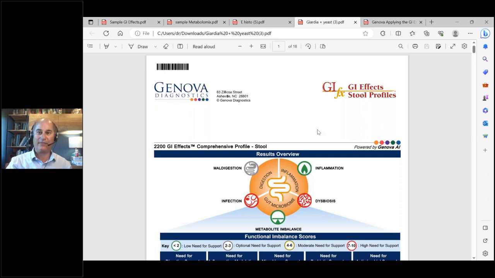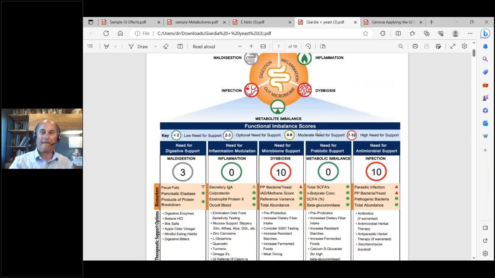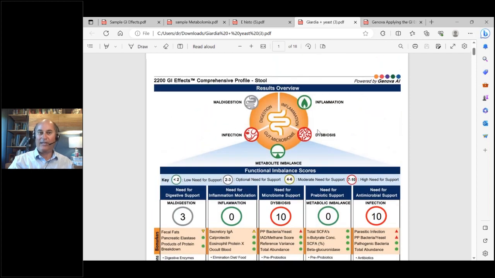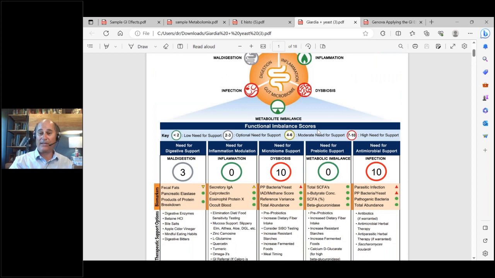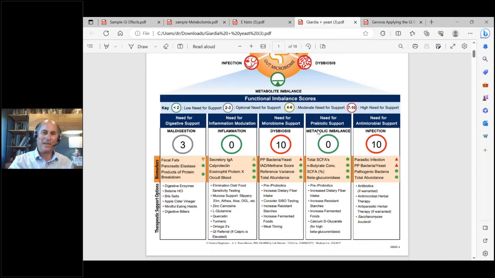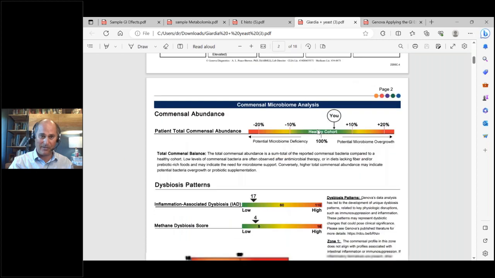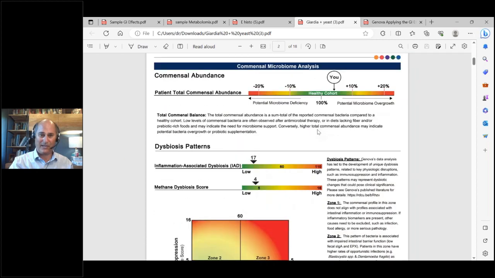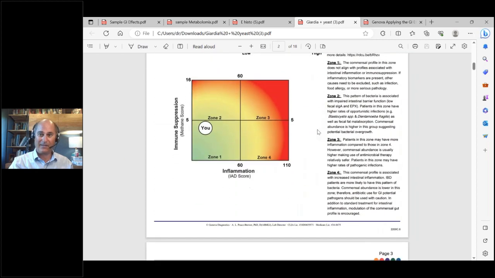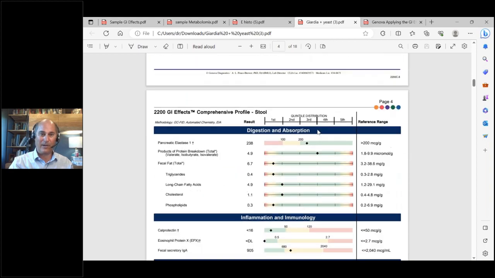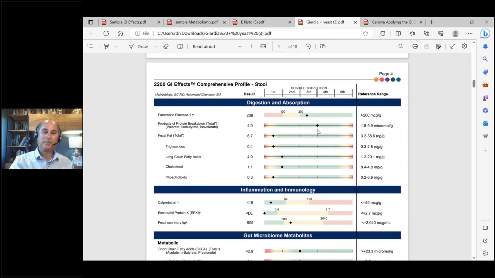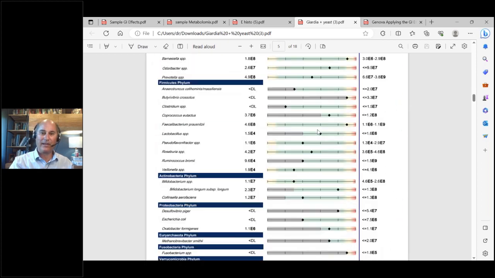Okay, so here's a GI effects test. The front page is a summary of all these things. And I always look at the front page because the algorithm they have running on this is pretty accurate. So it gives you a really good orientation to what's happening. Sometimes it misses a few things, but most of the time this is pretty darn accurate. It's hard to set up these algorithms too. You got to appreciate how much time it takes for the science team at Genova to do that. Like, it's really hard. There's a lot of computing power and brain power involved. And then we're going to look at the hard part here.